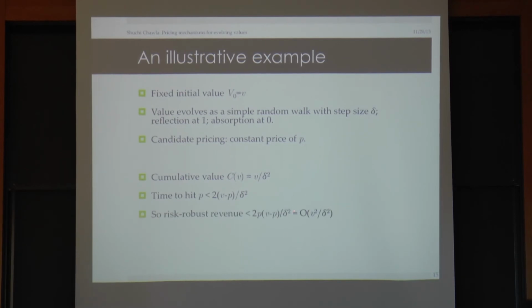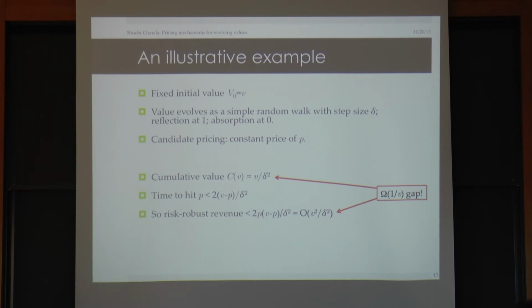And so what ends up happening is that the revenue that the pricing would get would be P times this number of steps for which the random walk is alive. And this turns out to be quadratic in the initial value. And if the initial value is small, then this could be a large gap. Okay? And we don't want that. We want a small gap regardless of what the initial value is.